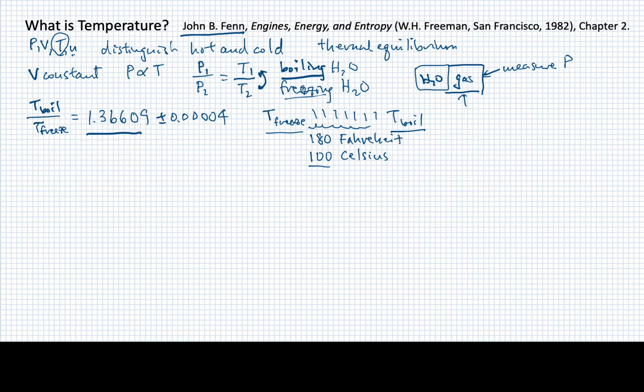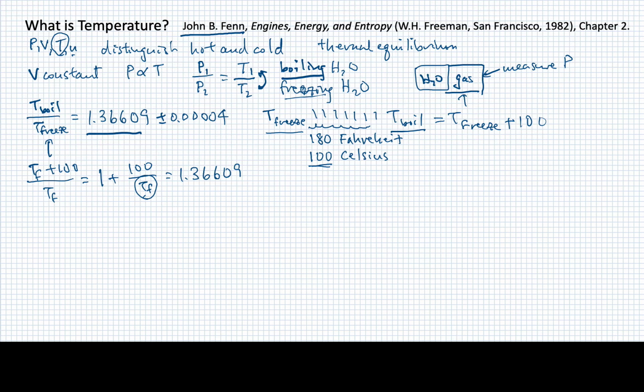All right, so if we have 100 steps, what does that imply about these temperatures? Well, I'm going to say that, for example, T boil is equal to T freezing plus 100. So what does that give me over here? Well, if I have T freezing plus 100 in the numerator and T freezing in the denominator, that's just 1 plus 100 over T freezing, and that's equal to 1.36609.